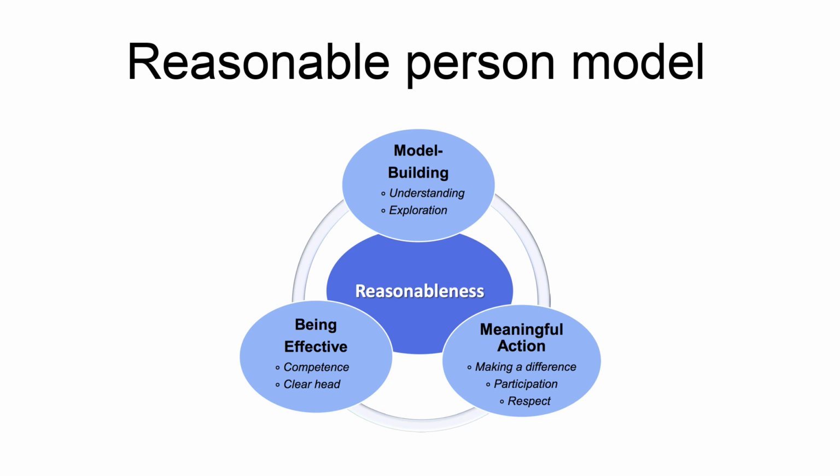The reasonable person model, RPM, is a psychological framework which argues that people are at their best when their informational needs are met. Positing that unreasonableness is not a human trait, but rather the result of environment, context and circumstances, the RPM attempts to define the environment and actions that foster reasonableness, defining three key areas that assist with this: model building, being effective, and meaningful action.